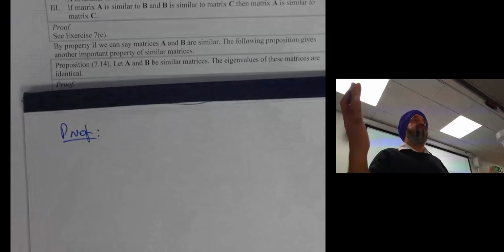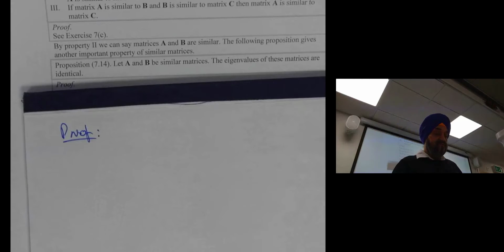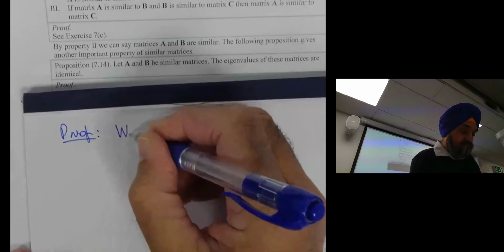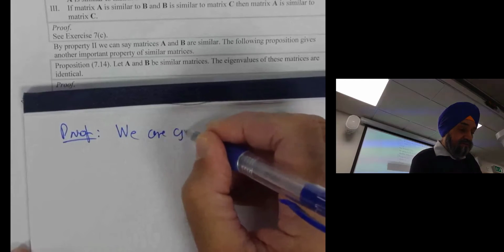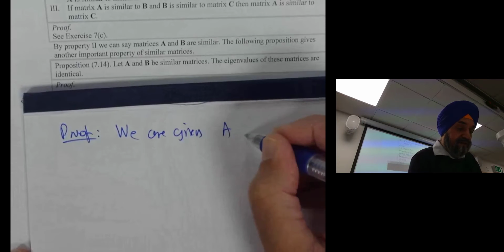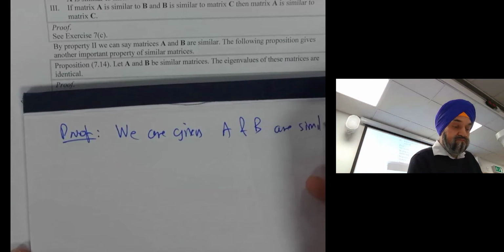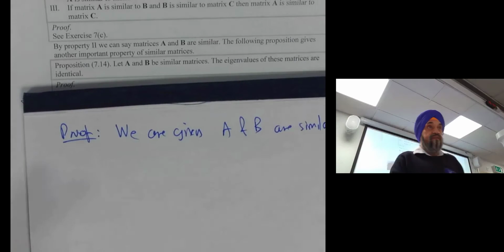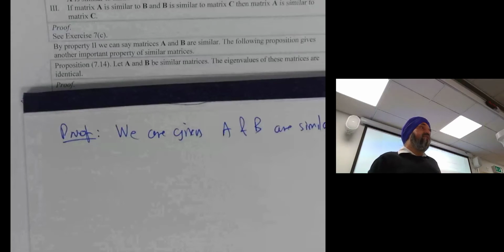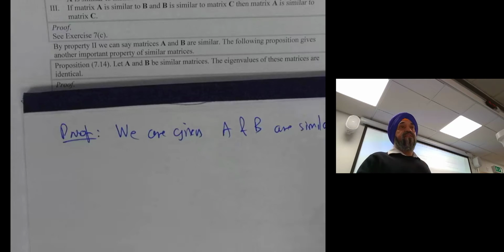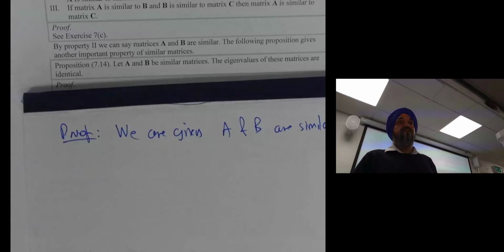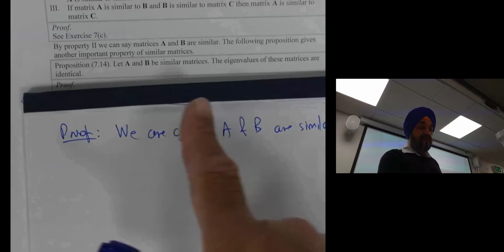Okay, if I say A and B are similar, what does that mean? We are given A and B. Patrick, go on. Just thinking, does that mean that they're nearly the same? Well, there's certain properties, but the word similar in English means something different in mathematics.